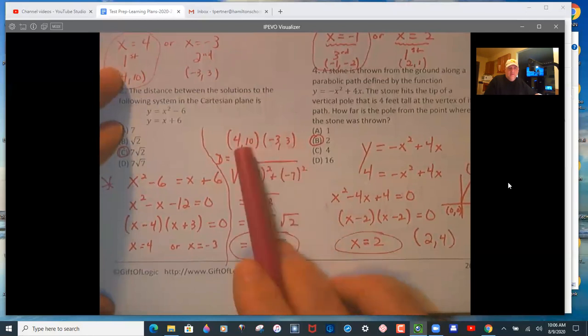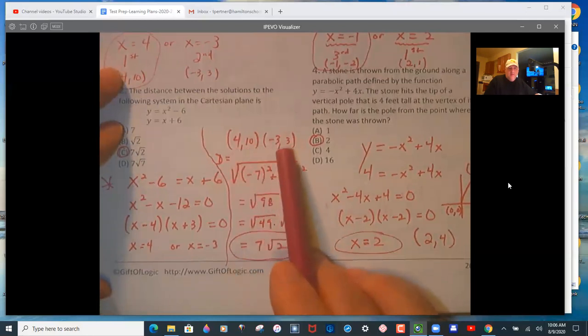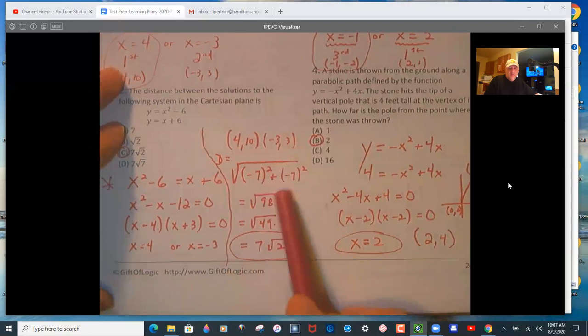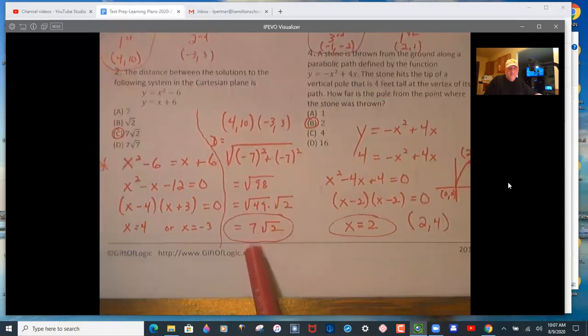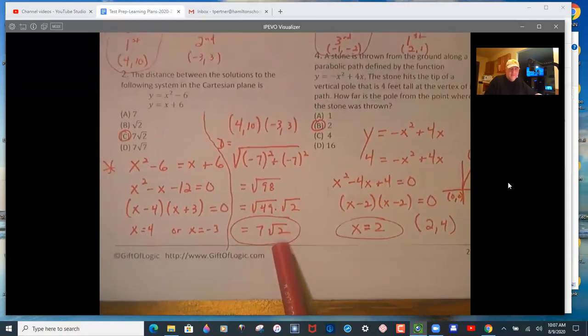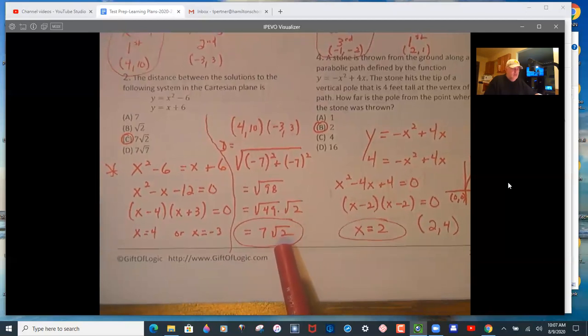So you do x2 minus x1, negative 7 squared, and then y2 minus y1, so the square root of 98. 7 times the square root of 2 when you reduce it. Again, no calculator, so you've got to go by hand on the square root reducing version of that, which makes that a little more difficult.